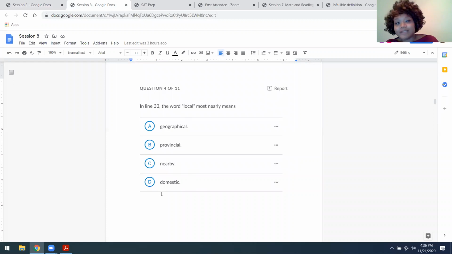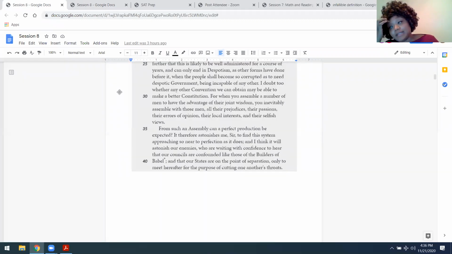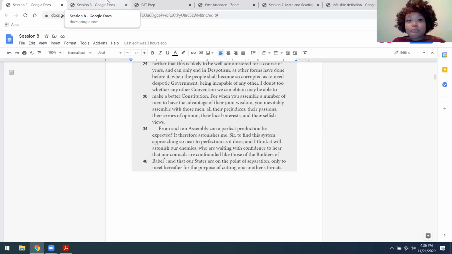The last one is domestic. Domestic means kind of like house oriented, like your home, not just a house, but like your home. So if we implant domestic into where local is, their home interest, that could kind of maybe work.